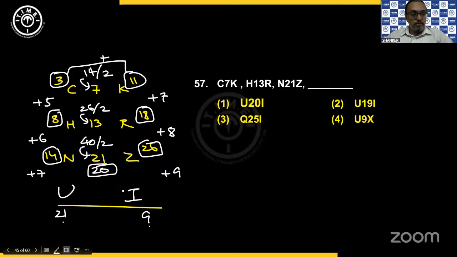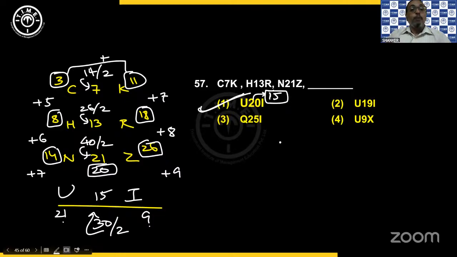Is it working in this case? Also, we have to check. Am I getting that? Okay, so you are getting 21 and 9, 30. So 30 upon 2 should have been 15. Okay, so U15I. So the answer is the first option actually. The number 20 should have been given as 15. Okay, so don't worry about it. Here there was a print mistake.